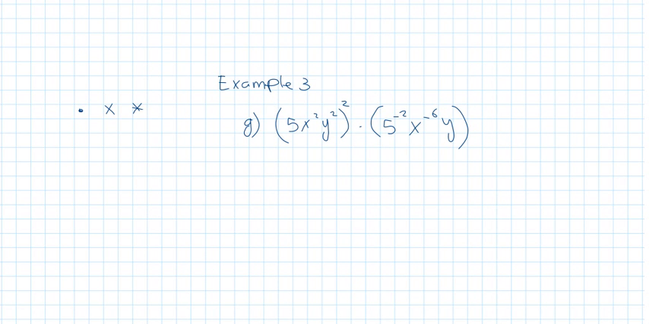So what I can do here, because I have this 2, is put that 2 in first. So that becomes 5 squared, x to the power of 4, y to the power of 4. And then multiplied by 5 to the power of negative 2, x to the power of negative 6, and y. So you see that I don't have to worry about the negatives until the end. If my answer at the end has a negative, then I would deal with it.